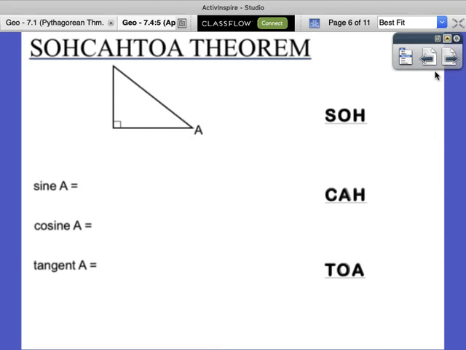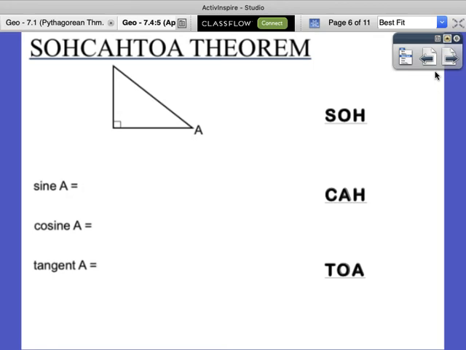SOHCAHTOA. We have these three ratios we can form: sine, cosine, and tangent. Now, sine, cosine, and tangent are ratios, but they're also functions. It's a comparison of two numbers, but it's a function because you take the sine, cosine, and tangent of an angle. What do you take them of? An angle. Very good, Rachel. So in this case, we're taking sine of angle A.